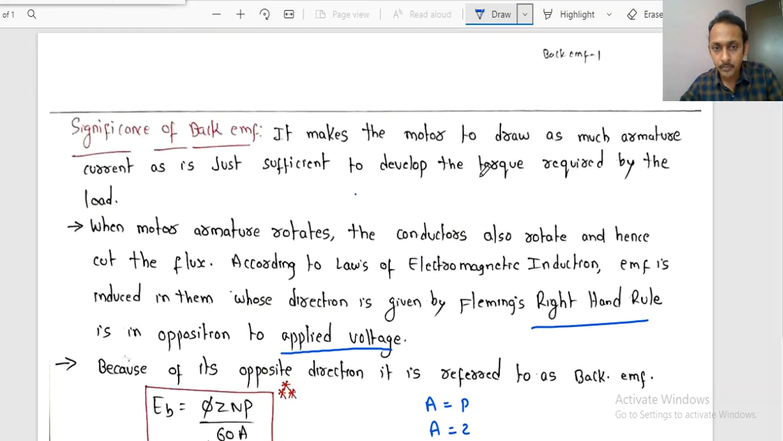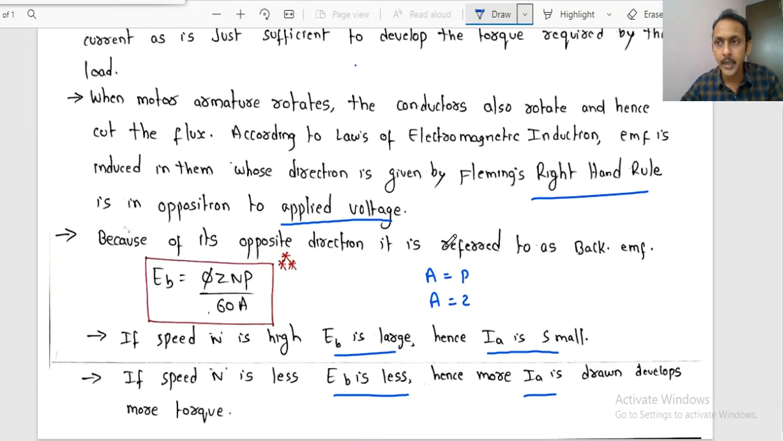Clear? So in this entire discussion, EB equals ΦZNP by 60A is important.